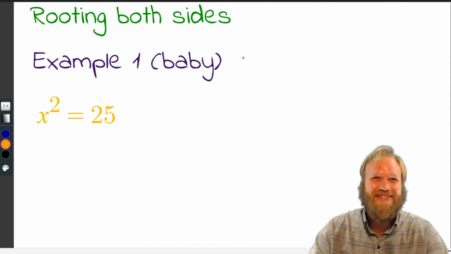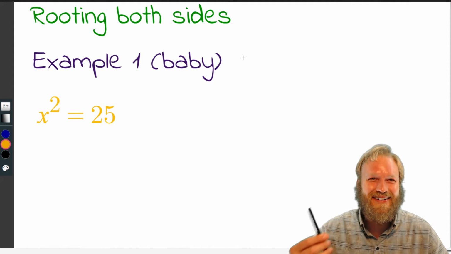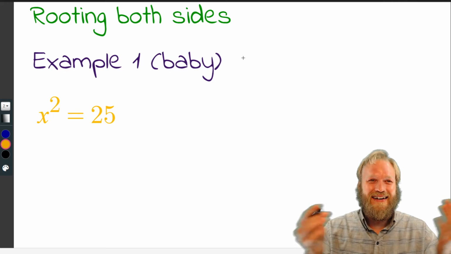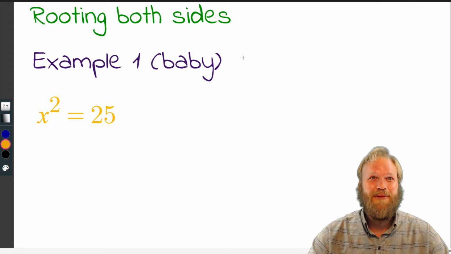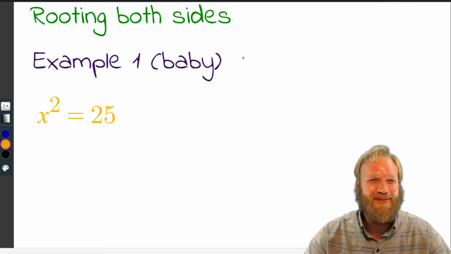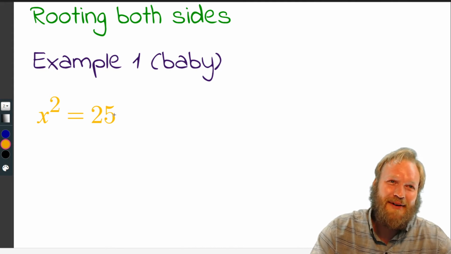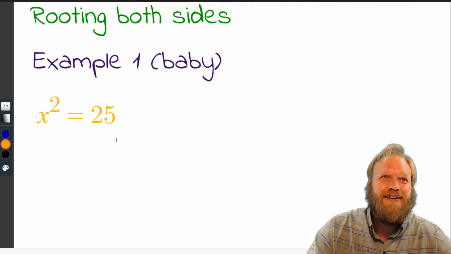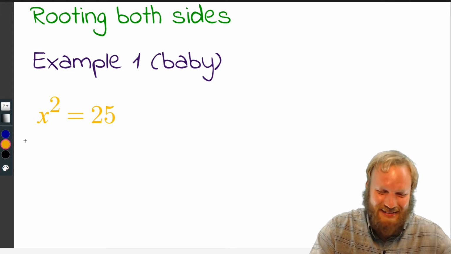And as I was reading this example one baby, I originally meant it like a little baby example, but now it's like example one baby. I don't know. Anyway, so example one, baby, the baby example. I don't know. Let's go for it.